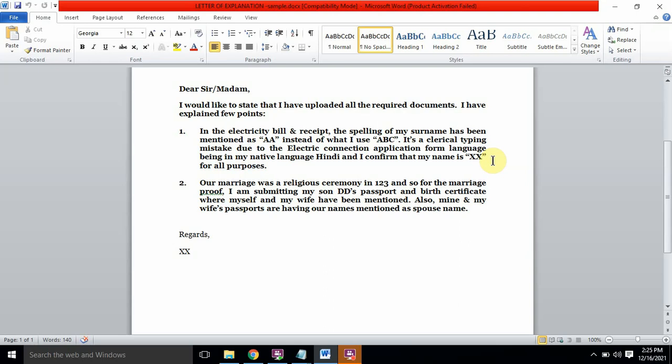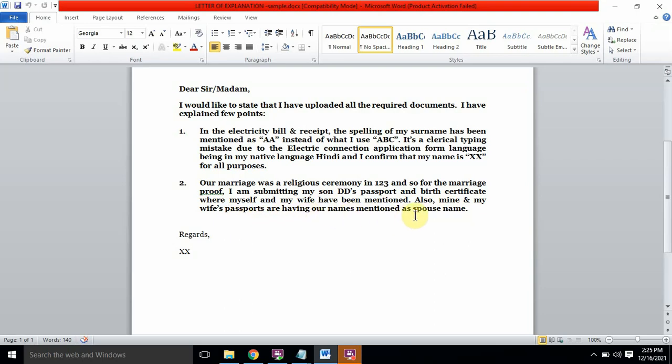I need to write this in a document: our marriage was a religious ceremony on the date of marriage, and as for the marriage proof, I am submitting my son's passport and birth certificate, where myself and my wife have been mentioned. So basically, think about what else you can submit: your son's passport, your son's date of birth, any other document, basically your employment verification letter, you can get it from the office, whatever you can submit. You need to think of alternatives, whatever you can provide to the visa officer. Also, my and my wife's passports have our names mentioned as spouse name.